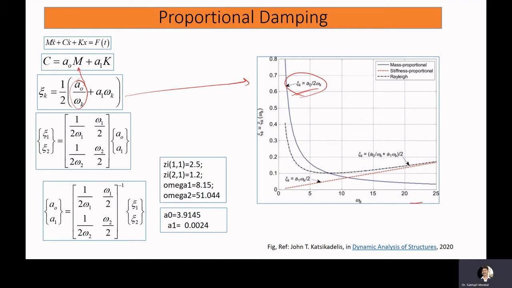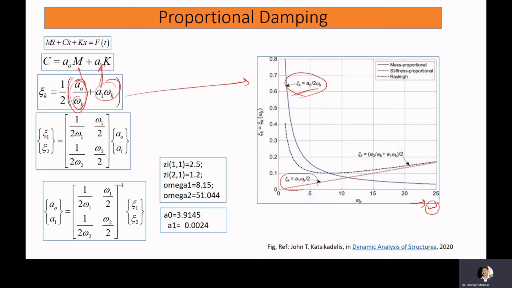If your frequency is very high, in that case the damping matrix is dominated by the second term. If the frequency is high, obviously the first term will be very low. So the damping matrix is dominated by your stiffness proportional constant. So you can say the damping matrix is stiffness proportional. So graphically we can represent it here.